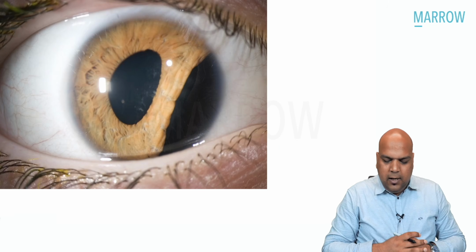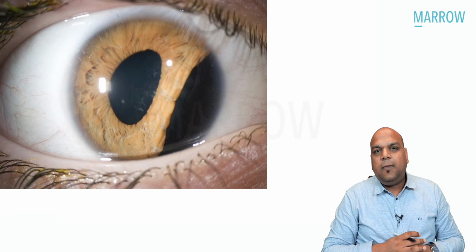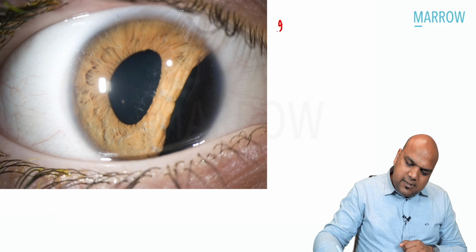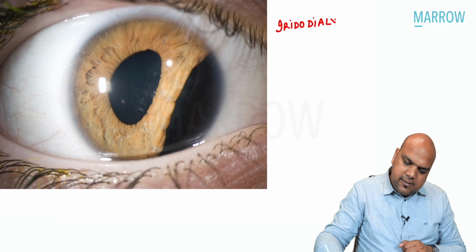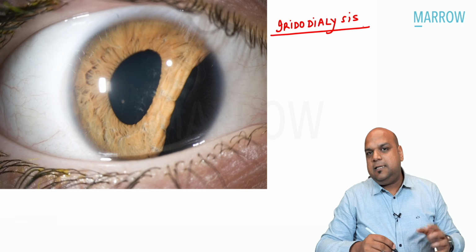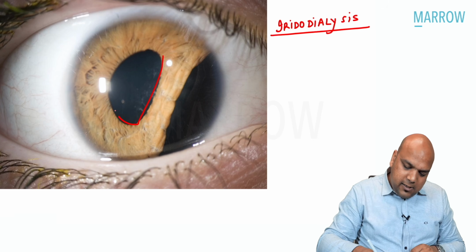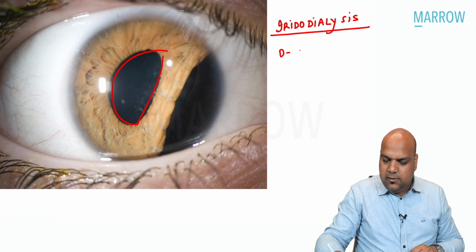Now, next image. Anyone can tell me what is the diagnosis? Very easy. Diagnosis. Yes, sir. The diagnosis is iridodialysis. Thank you, sir. But then, what are the signs you see here? I see two signs here. Yes, sir. I see a D-shaped pupil. Very good, sir.